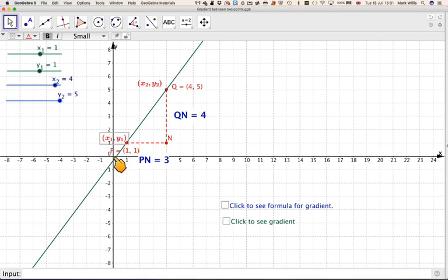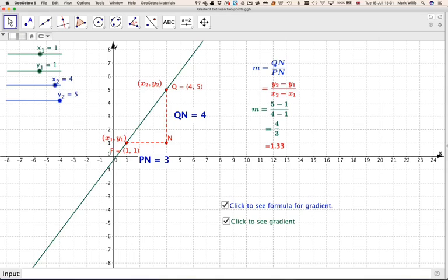X1, y1, and this is P that has coordinates 1, 1, and this one is x2, y2, then you can find the gradient by doing y2 minus y1 divided by x2 minus x1, and in this case our gradient will be 5 minus 1 over 4 minus 1, which is 4 over 3, which is 1.33. And we've got this distance here, which is 3, which is quite important when we come to the next bit. Okay, that's how we find the gradient of the straight line.